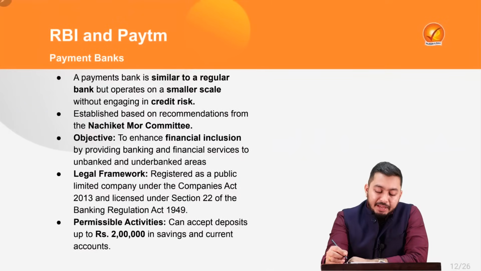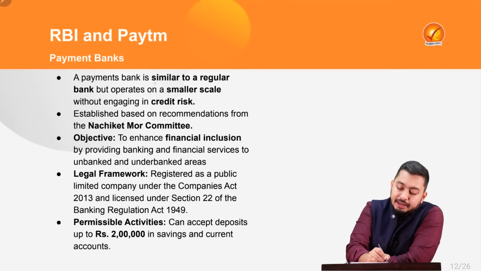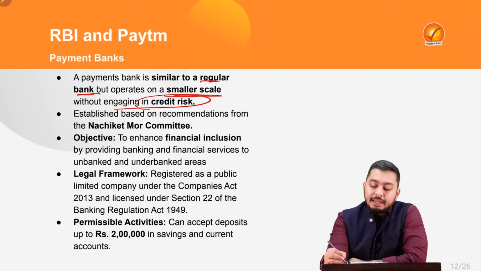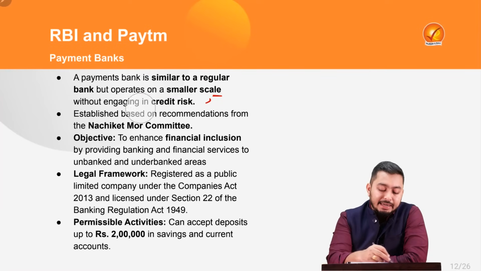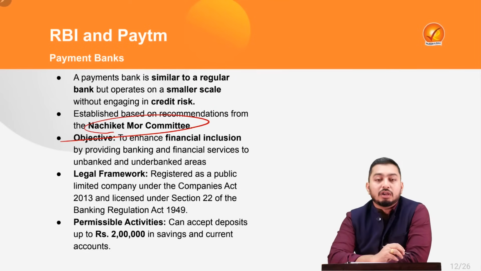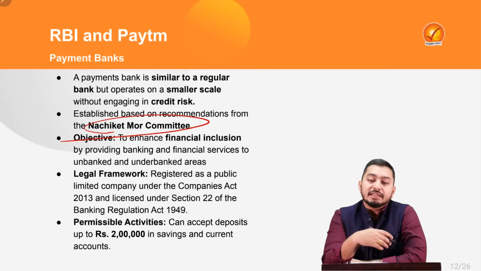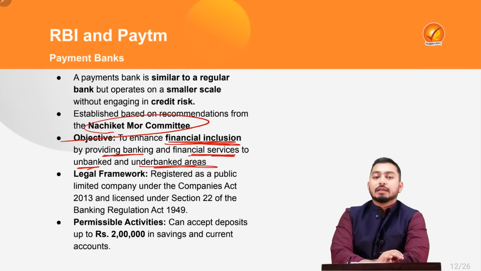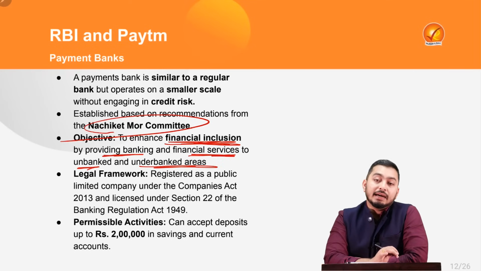Now, if you are looking at a payment bank, this is a bank which is similar to a regular bank but at a smaller scale, and it has less credit risk. That means it will also not engage in higher forms of lending activities, and it has been formed on the recommendations of the Nachiket More committee. Again, very important. Why? Can be asked in prelims. Now, the objective is to enhance financial inclusion by providing banking and financial services to unbanked and underbanked areas and geographies.